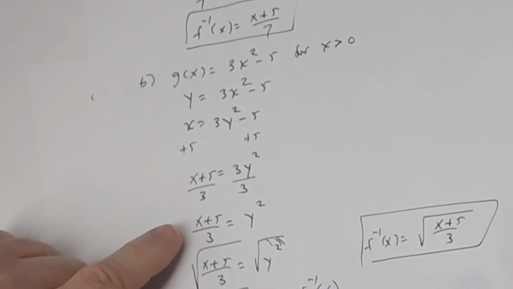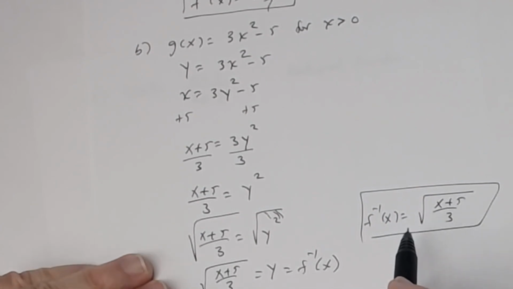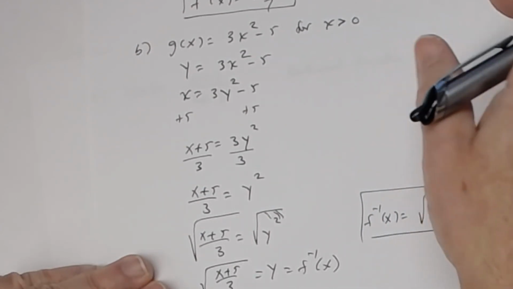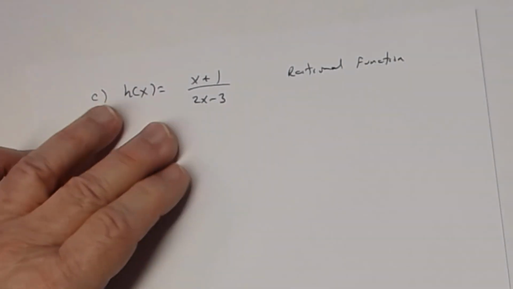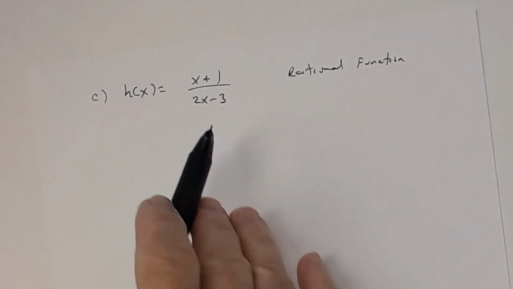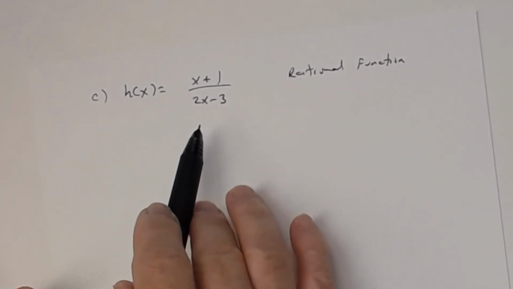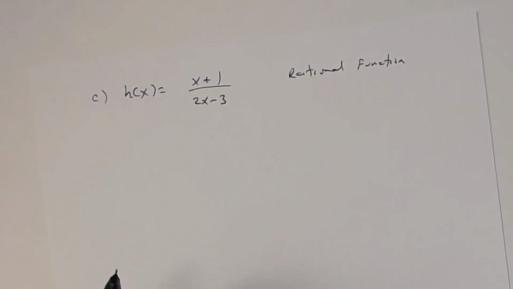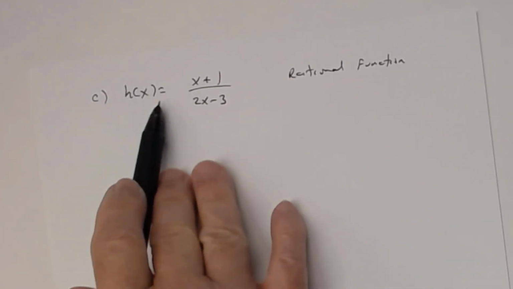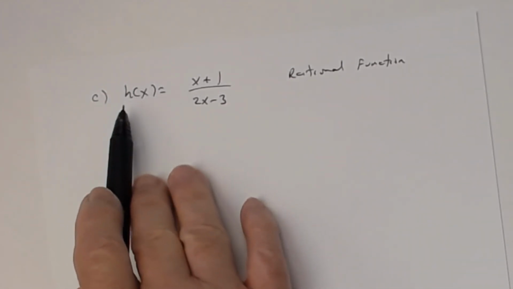You have a quadratic, which is not that bad. You just have to remember, don't do that plus or minus. It's just a positive square root you're going to end up with. And then this one is a little bit more challenging, but you know enough algebra to be able to do this. Okay, so step one, remember, is to replace h of x with y.